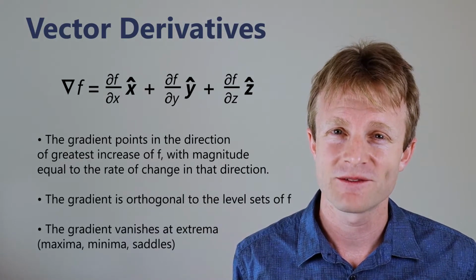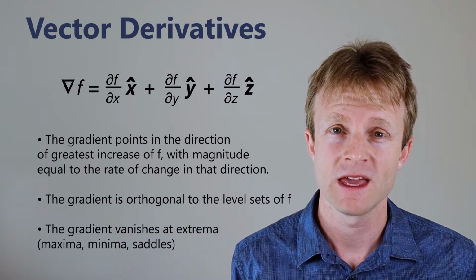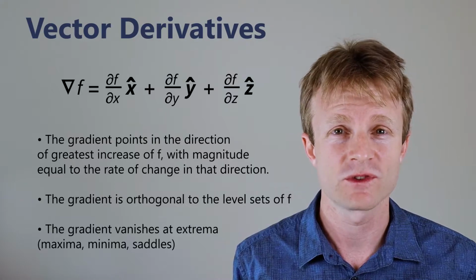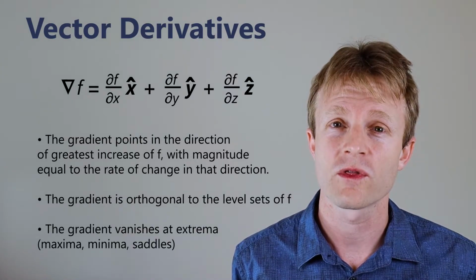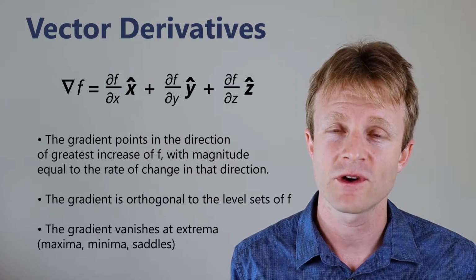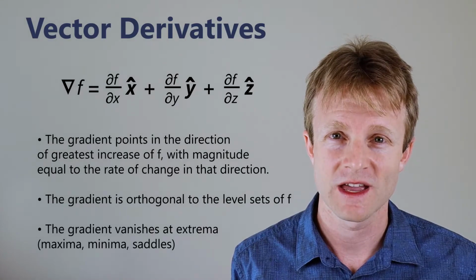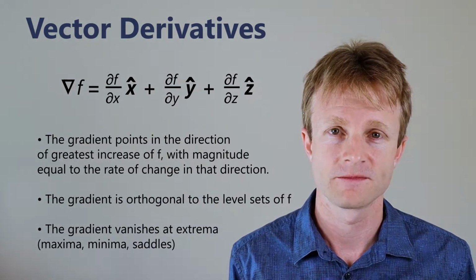The gradient of a function f points in the direction of greatest change of f, and its magnitude is equal to the rate of change in that direction. The gradient is orthogonal to the level sets of the function f. And finally, the gradient vanishes at extrema, i.e. maxima, minima, and saddle points.